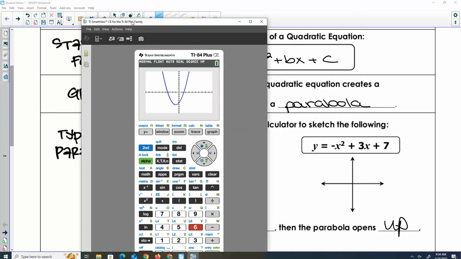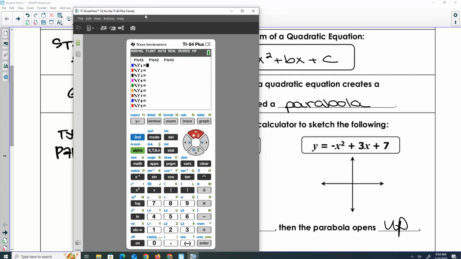Now what I want you to do is let's do this one. So go back to your y equals, hit clear, enter. So you should be looking at a blank screen. Then I'm going to type in negative x squared. You have to use this negative button down here by the enter, not minus. Negative, then our x squared plus 3x plus 7. And hit graph up there on that top right. So it should look like this.